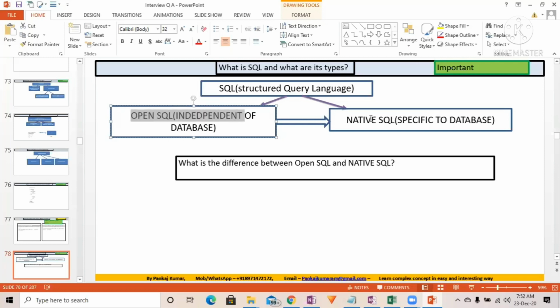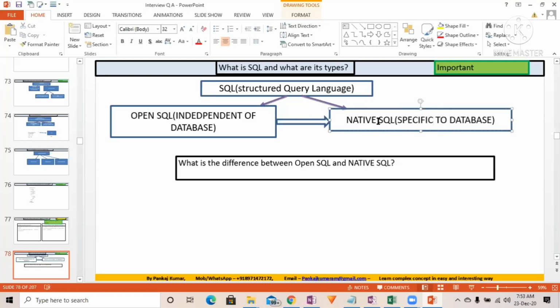Okay, fine. And if you are going to use native SQL, you have to write the native SQL inside the EXEC and ENDEXEC statement. It's specific to the database, so you first have to go and check what the database is, right? And then accordingly you have to write the query.